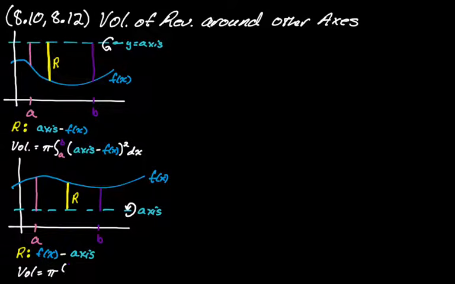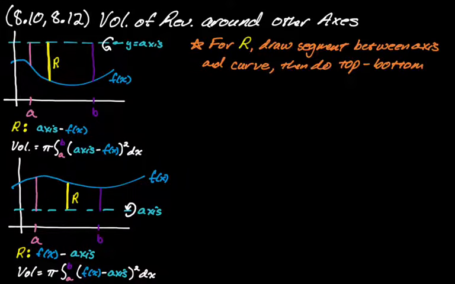F of x minus the axis. And we're doing pi, the integral from a to b, of r squared, pi r squared. You're always integrating pi r squared. And we get that, that's dx. Everything is x values. So this is the general rule. For r, we're going to draw a segment between the axis and the curve, then do top take away bottom.